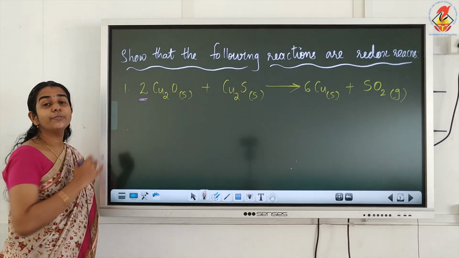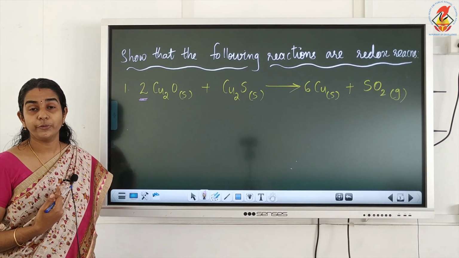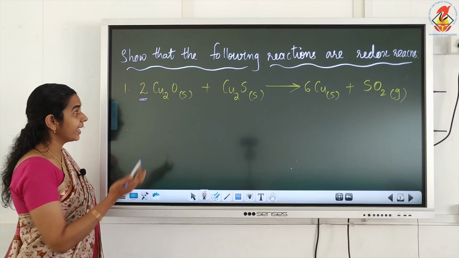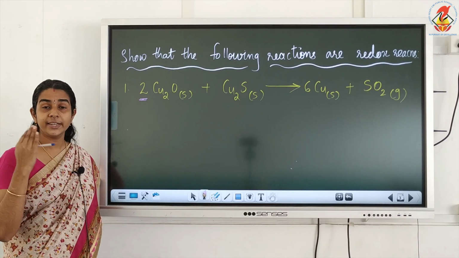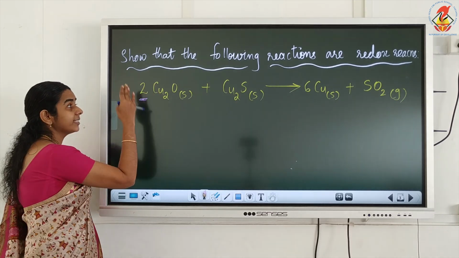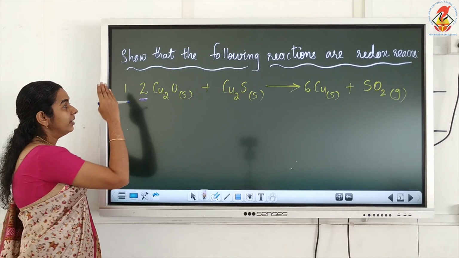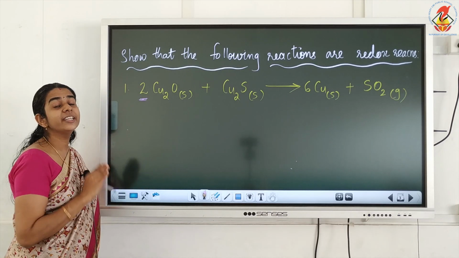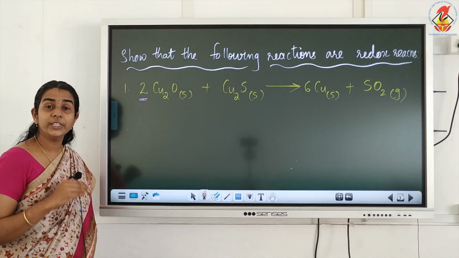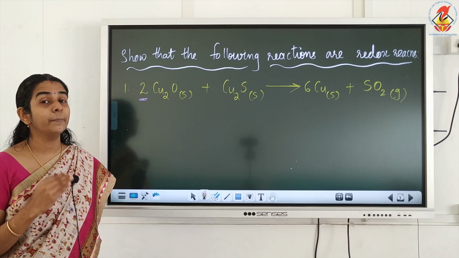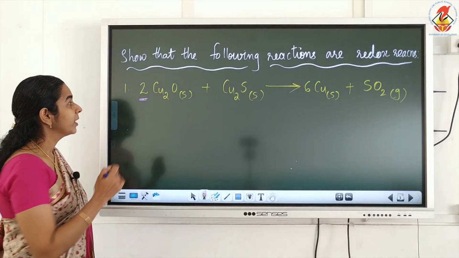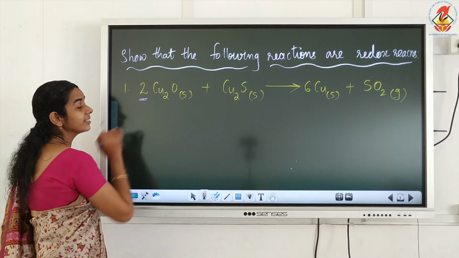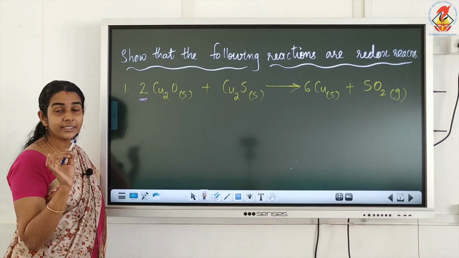And there is no significance for these stoichiometric coefficients when we assign the oxidation number or oxidation state. Remember once again, the stoichiometric coefficients, that means the number that we are writing on the left hand side of each species in the equation, have no significance when we assign the oxidation number of each atom or element. But the number that we are writing along with each atom or species as a subscript has significance.